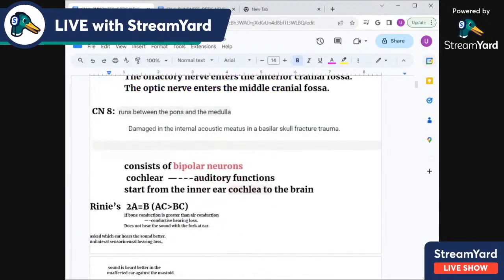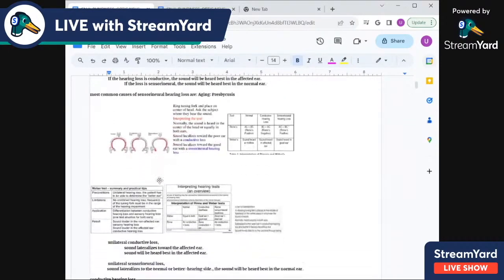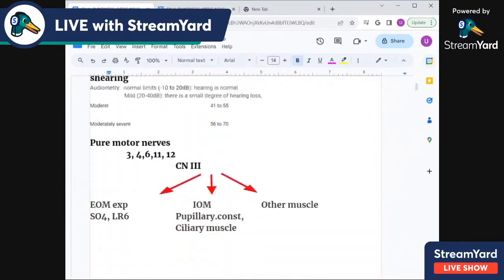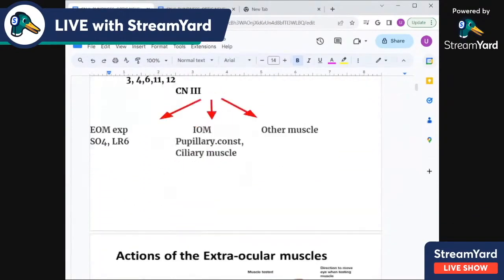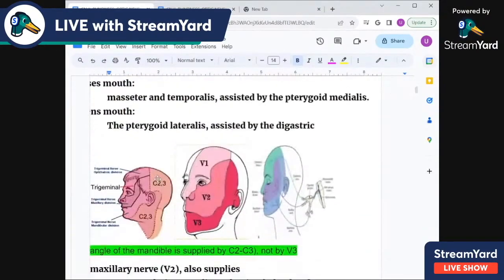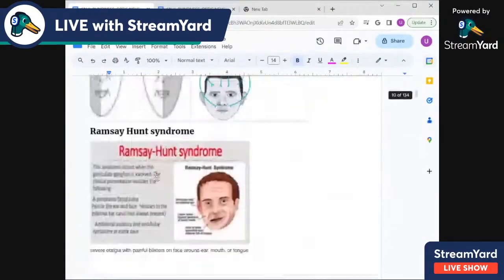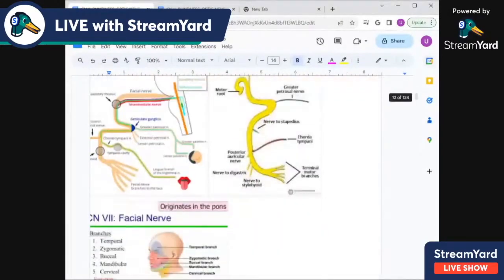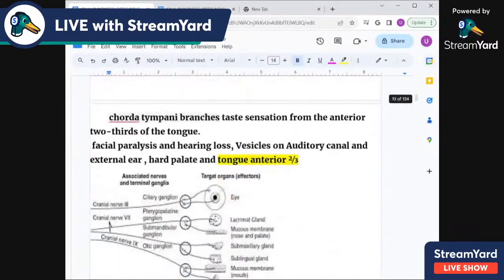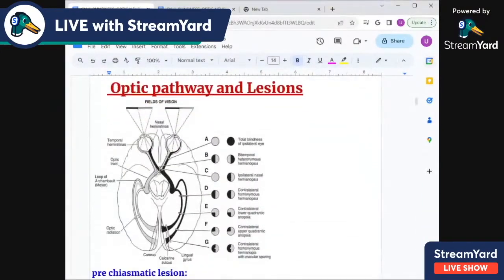We had to do the Bell's palsy and Ramsay Hunt syndrome and the muscle supplied by the facial nerve. So we did the motor and pure motor nerves and everything. And now today we are going to start with, let's see. So we are left with this facial nerve. Today I skip it over, and now we go to the optic pathway and optic nerve lesions.